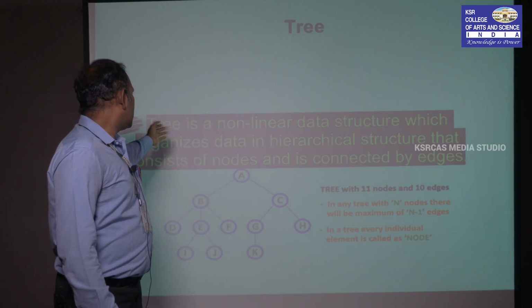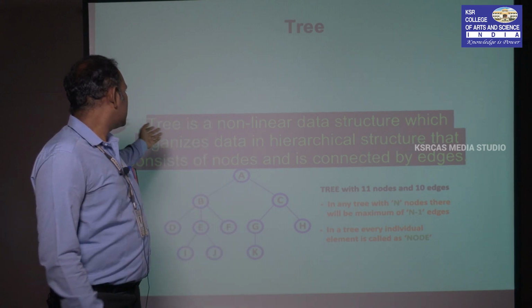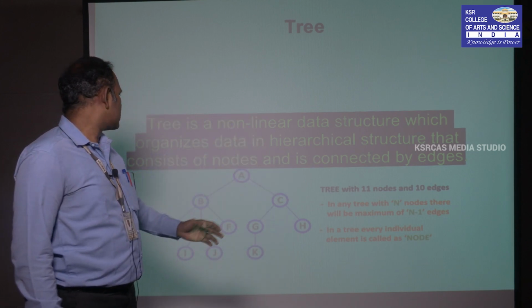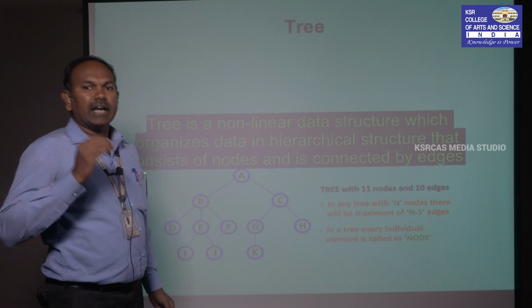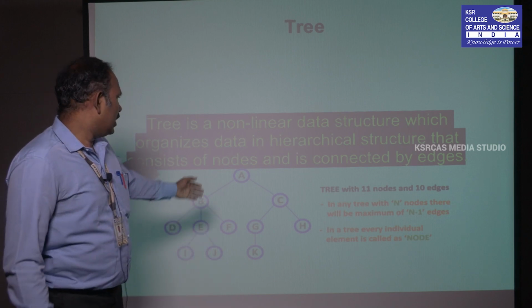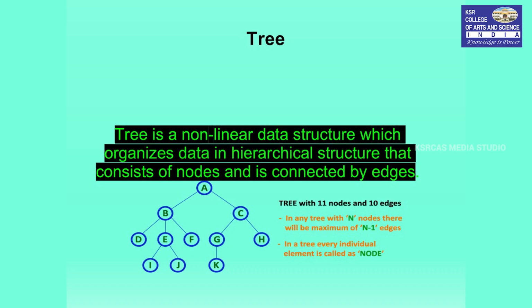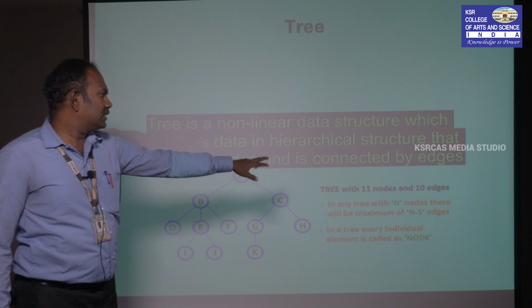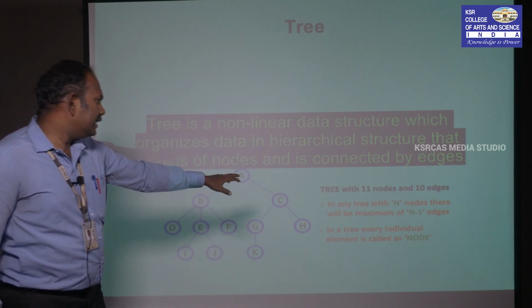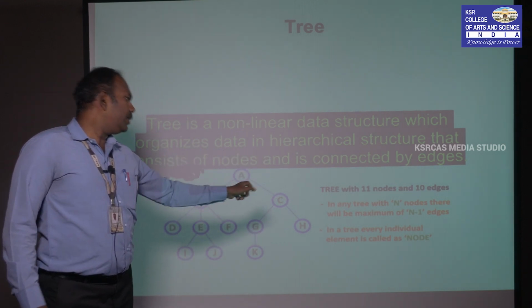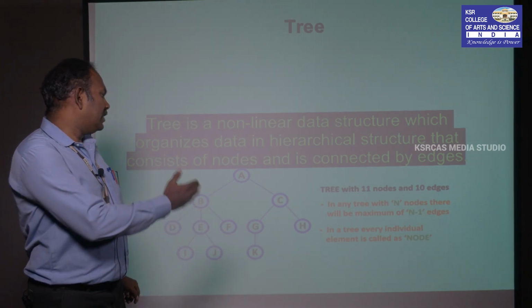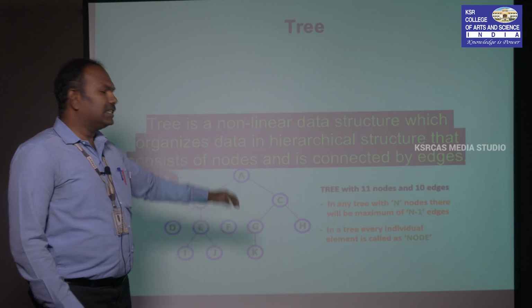So, a tree is a non-linear data structure which organizes the data in a hierarchical structure that consists of nodes connected by edges. You can see in the figure, this is one of the tree structures: A, B, C, D and so on. Here the tree has 11 nodes and 10 edges. Any tree with n nodes will have a maximum of n minus 1 edges. In a tree, every individual element is called a node. We can see that in detail.